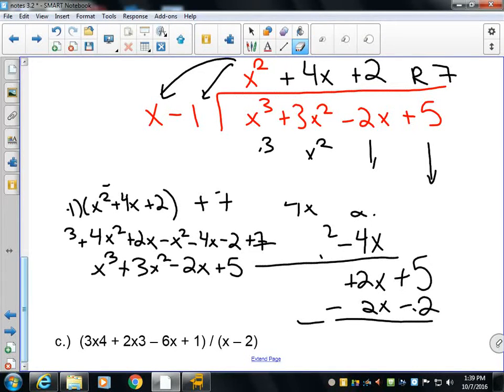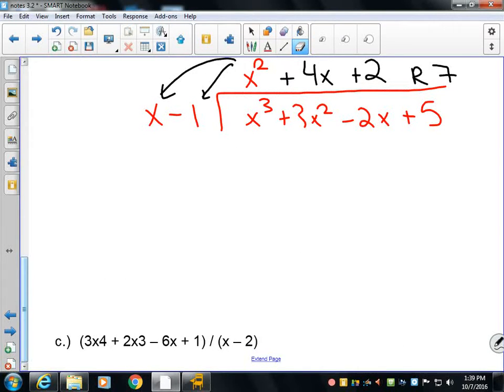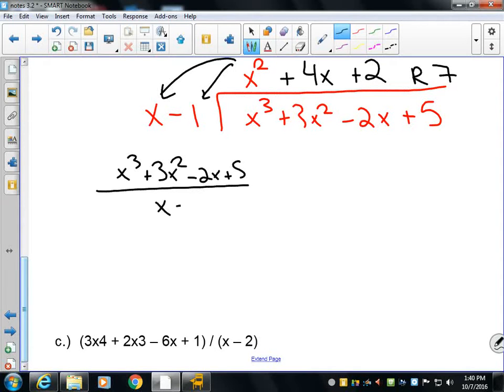You ready to see this fancy way? Like the thing at the top. You would write it as x cubed plus 3x squared minus 2x plus 5, all divided by x minus 1, is equal to x squared plus 4x plus 2. But now we have to do something with the remainder. Plus 7 over, what do we put it over?